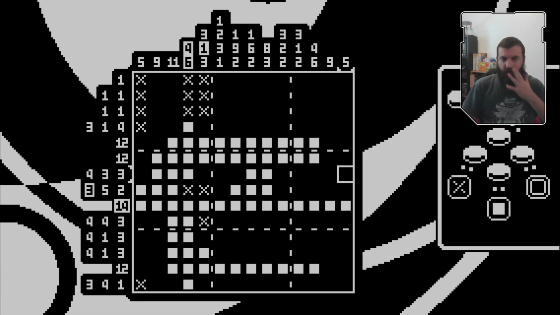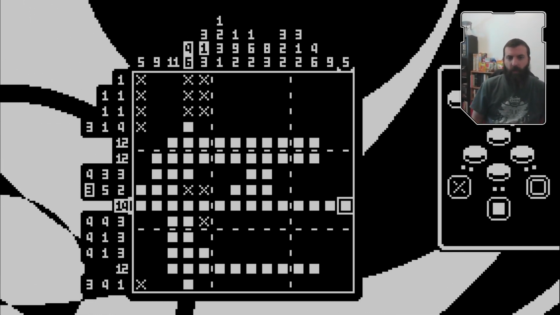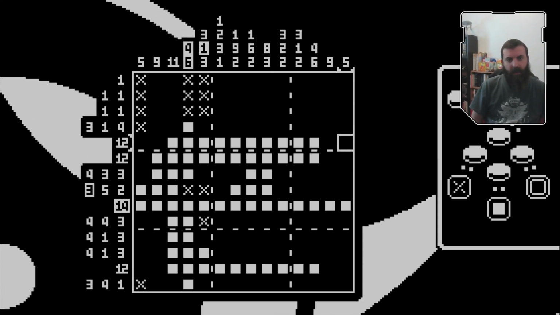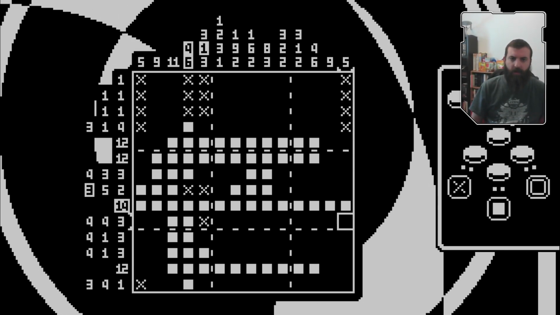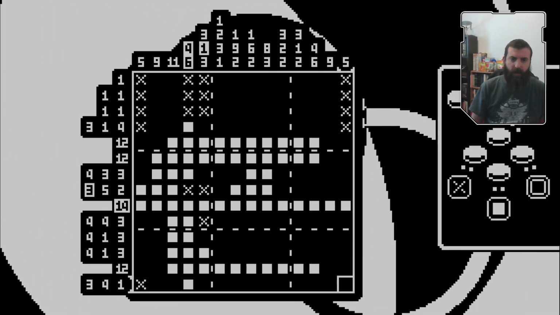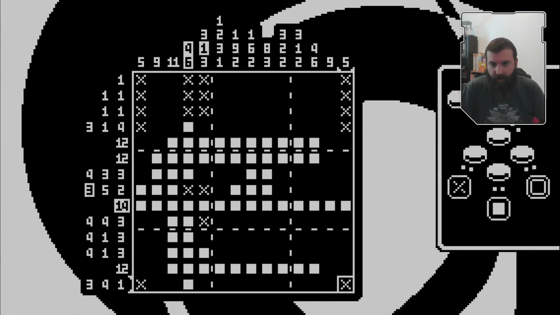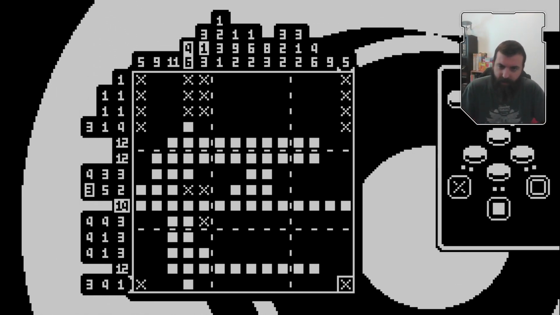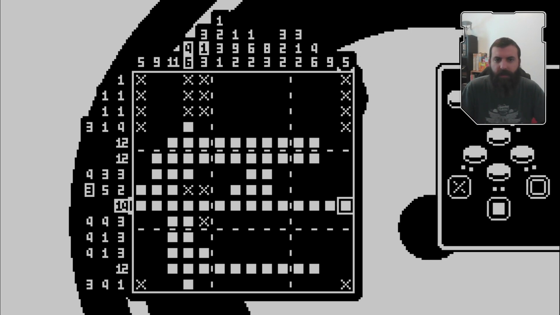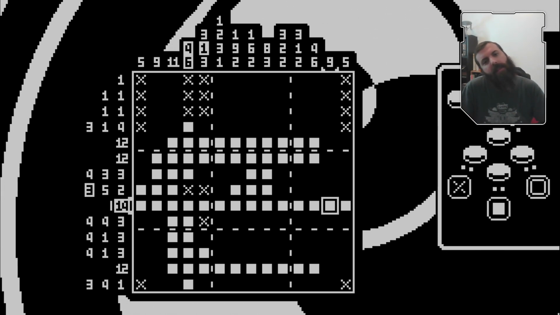Let's look at this vertical 5. So 1, 2, 3, 4, 5. So we know that there's nothing here. Similarly, 1, 2, 3, 4, 5. So we know that there's nothing there. Doesn't super help us, but narrows it down a little bit.